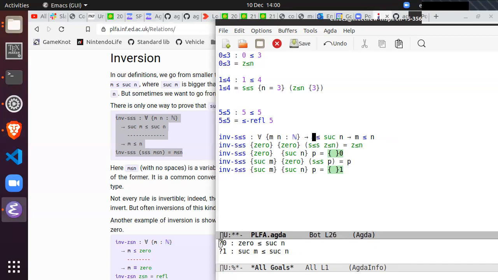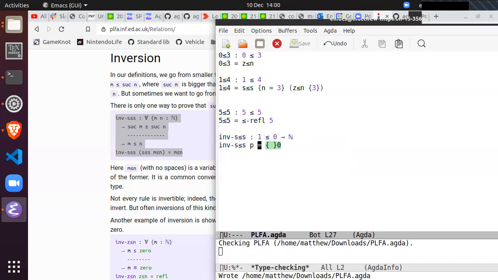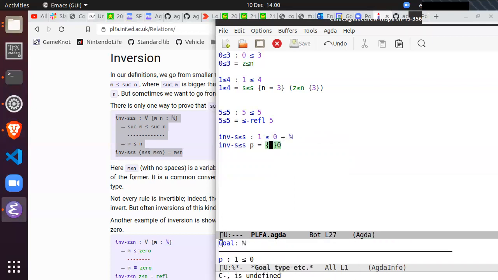So for instance, let's try and feed it an invalid proof. Let's take in a proof of 1 is less than or equal to 0, and for the moment it doesn't matter what the output type is. Then we can pattern match on it.